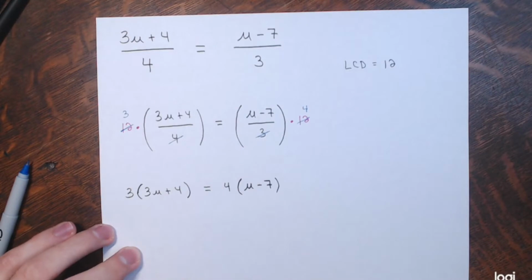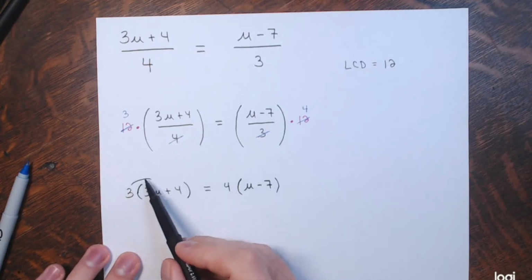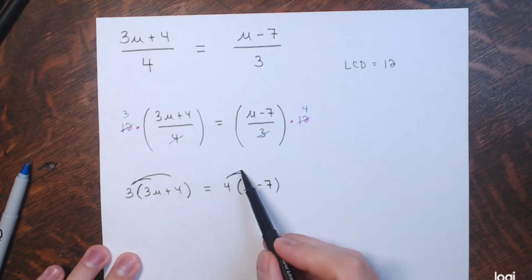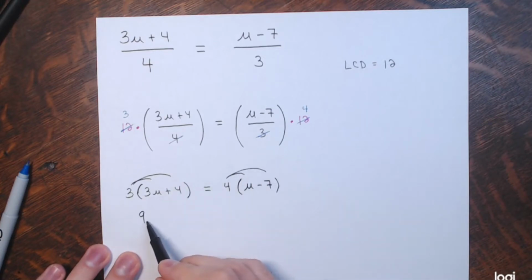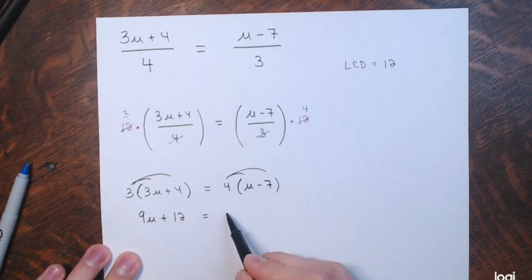You can do that for proportions if you wish, but I'm going to stick to multiplying both sides by the LCD, because that's the way you do it for any rational equation, not just proportions. Then we simplify, distributing the 3 over here, distributing the 4 over here. We have 9u plus 12 on the left, 4u minus 28 on the right.